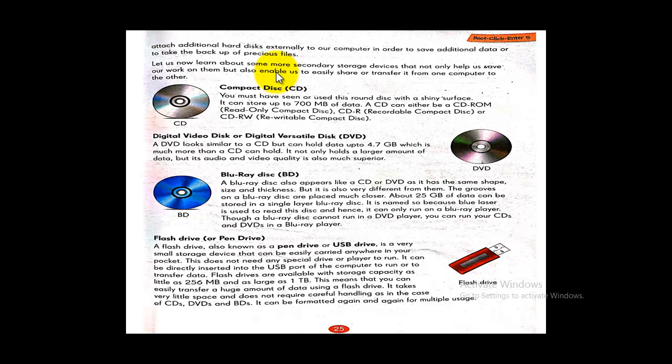You can store the data, whatever you want to print, in a CD, DVD, Blu-ray disc or the pen drive, and you can just carry these storage devices easily. You can put it in your pocket also, and you can go to the computer shop and give it there to the person who is there to take the print out. Then he will put your storage device into his computer, and he can take the print out and give it to you back.